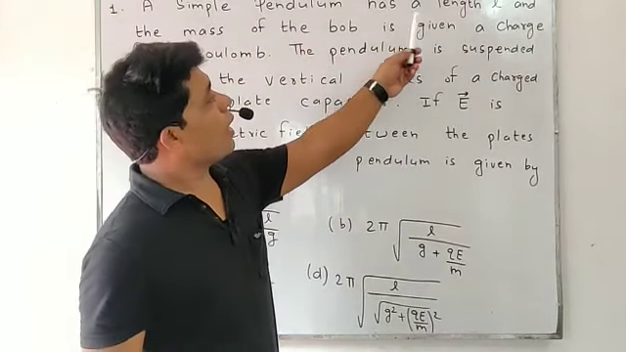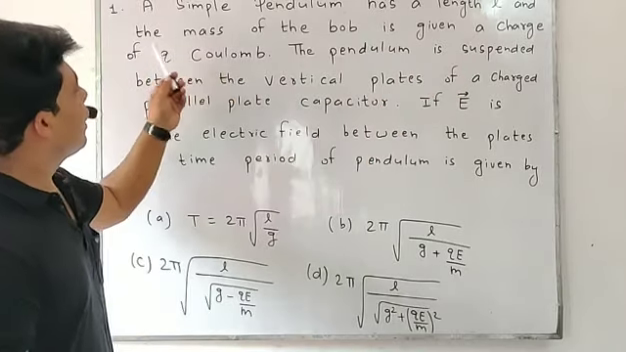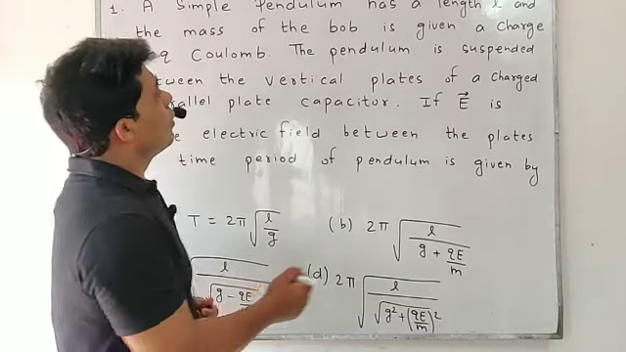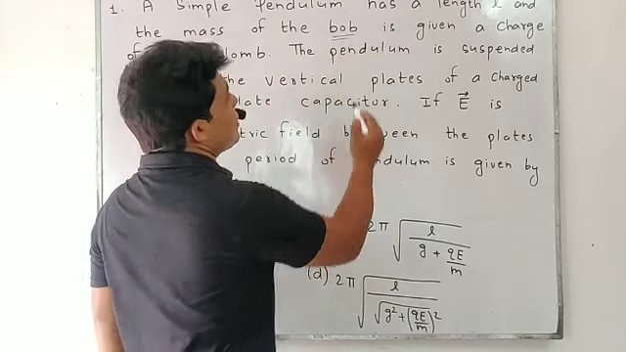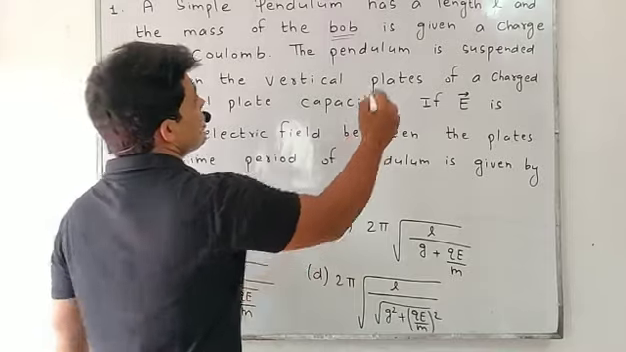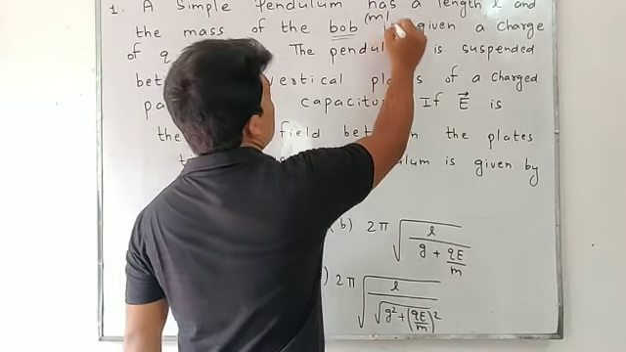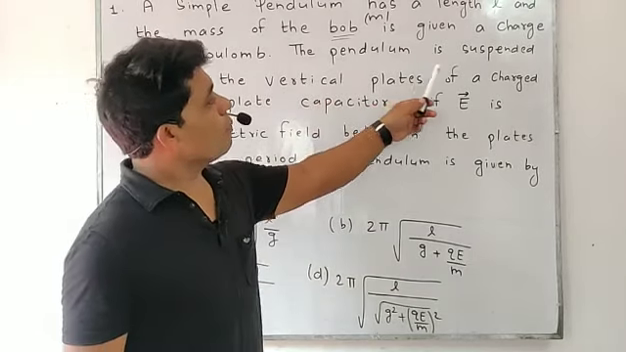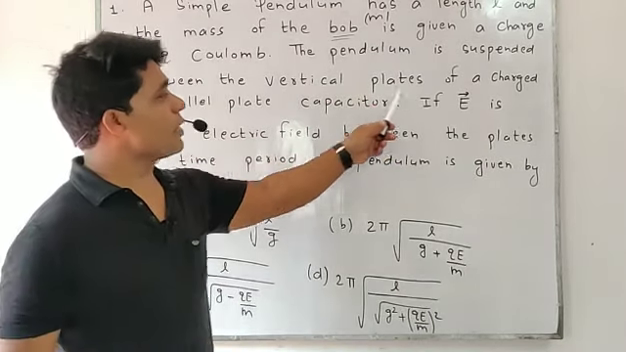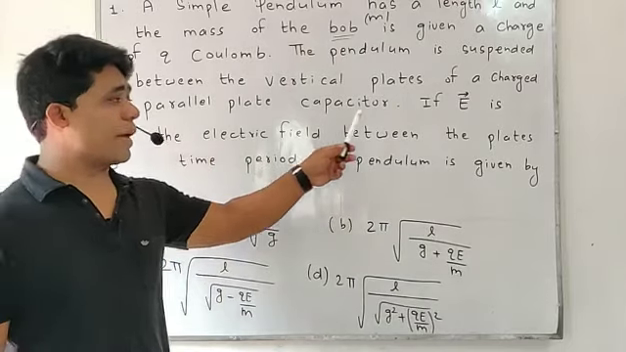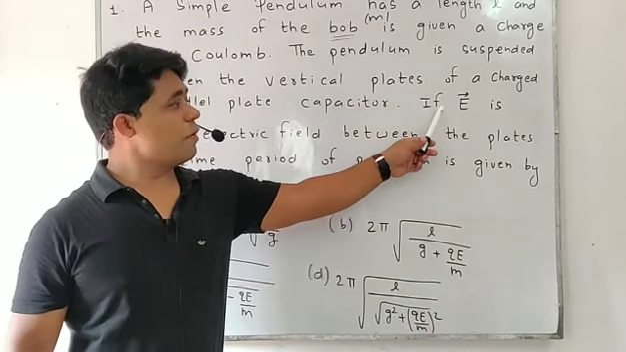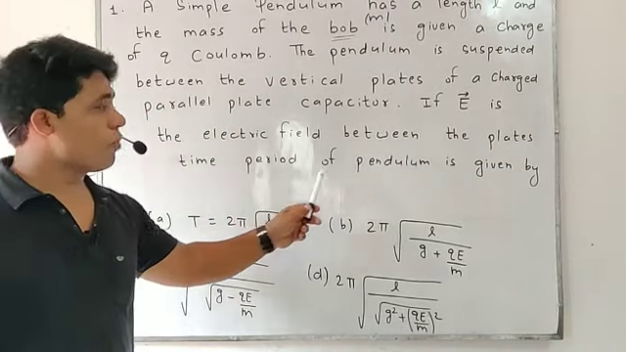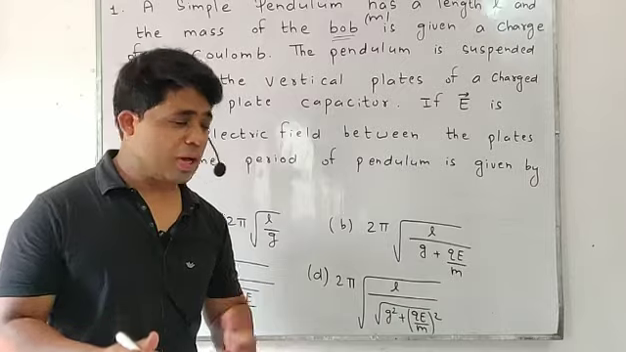A simple pendulum has length L and the mass of the bob is given a charge of Q. Students, we are given a metallic sphere that is said to be the bob, and its mass is given as small m and charge Q. The pendulum is suspended between the vertical plates of a charged parallel plate capacitor. If vector E is the electric field between the plates, then the time period of the simple pendulum is given by: we are given four options.